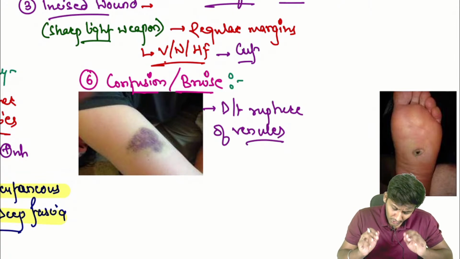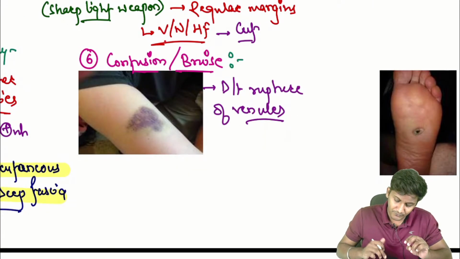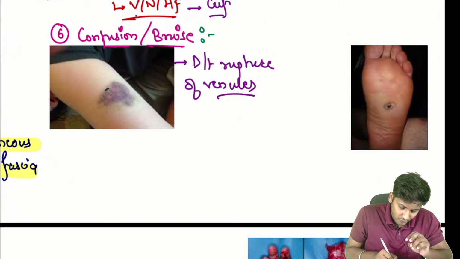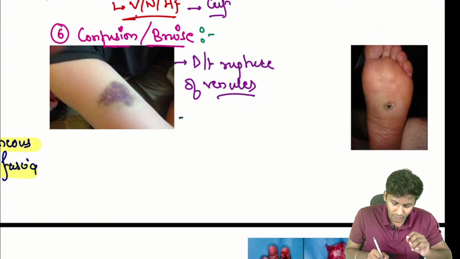So please remember, this contusion or bruise is due to rupture of the venules definitely. And as I have told you, it is going to have irregular margins. It will not be regular margins, and it is due to collection of blood.